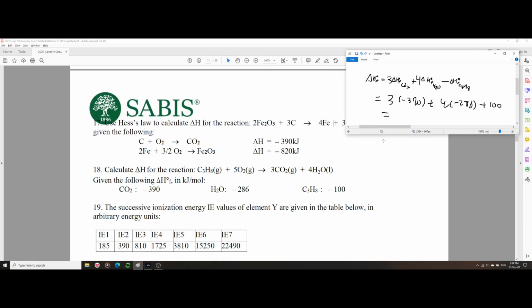This is definitely giving a negative answer. Let's just get what this answer is. By the way, I'm starting from here because I did 100 plus. Minus 4 times 286 minus 390 times 3. You get minus 2,214. What are we talking about? Kilojoules per mole. After all, it's still a delta H. So in kilojoules, we are working.